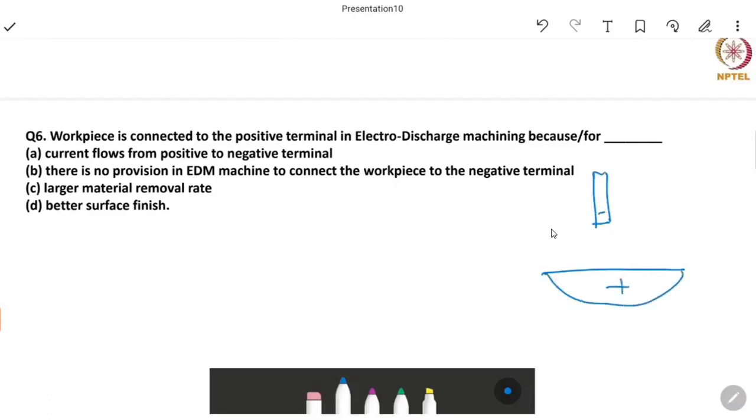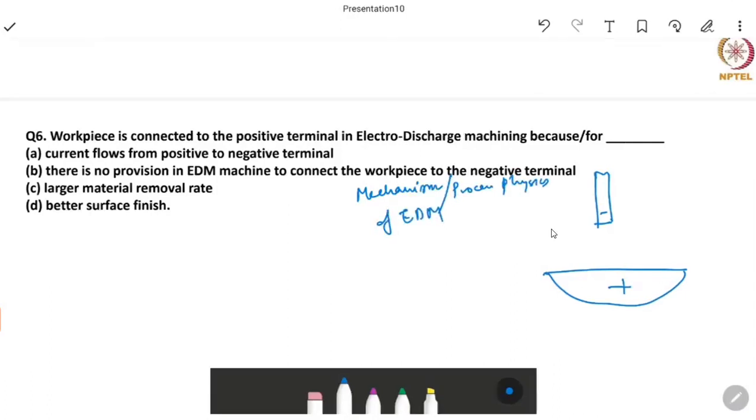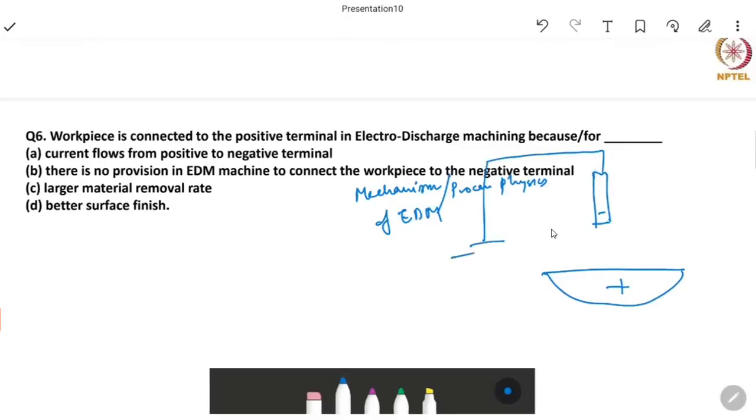Again, if we revisit the mechanism of EDM process, or the process physics rather, of electrical discharge machining, what happens when you are passing some electric current through this circuit and you have a dielectric medium here?